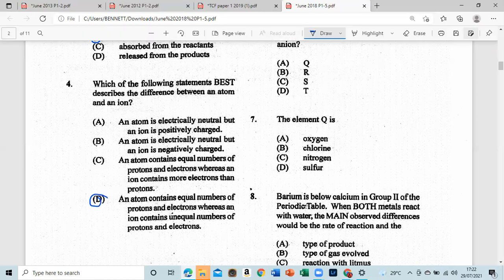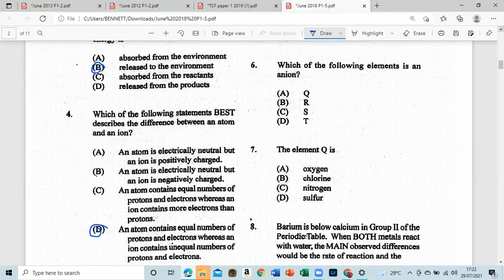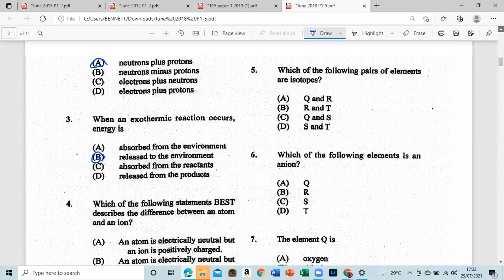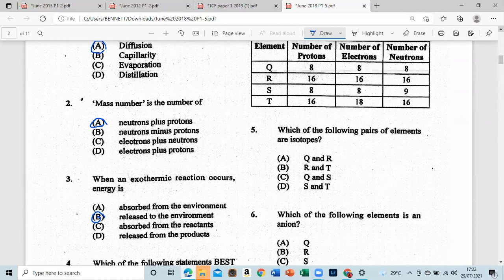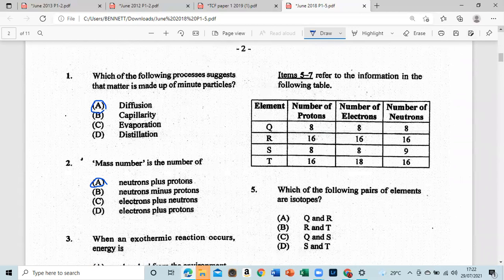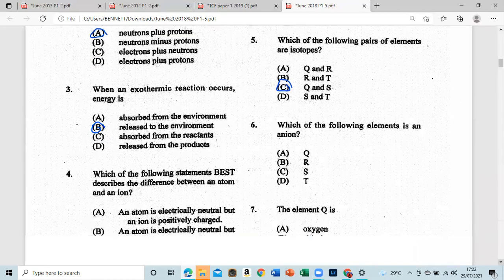On to five. Which of the following pairs of elements are isotopes? So we must go up there and look. Alright. Which of the following pairs are isotopes? What are isotopes, guys? And number five is T, Q, and S. Let's go. Chemistry fever, last exam.